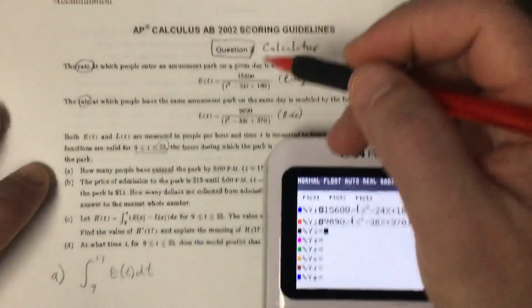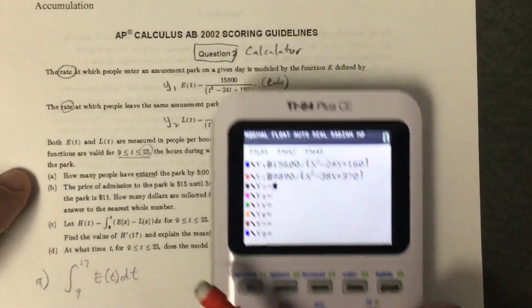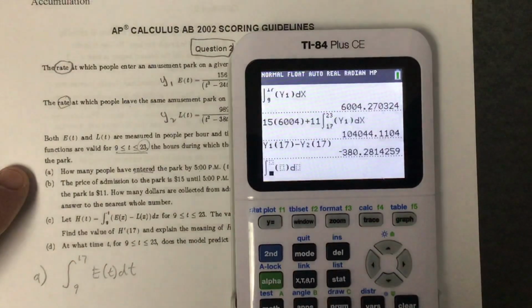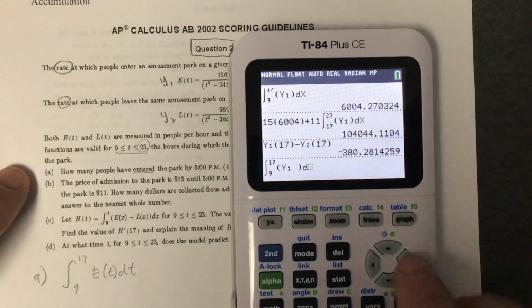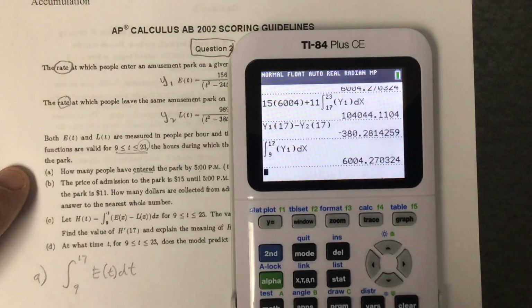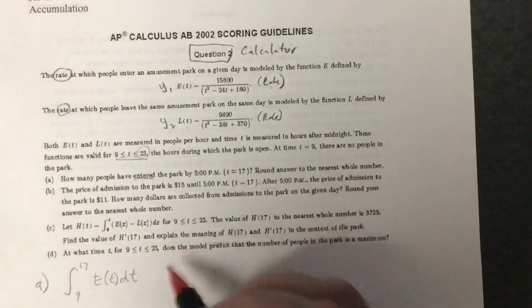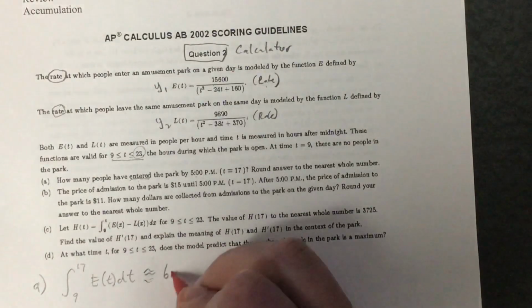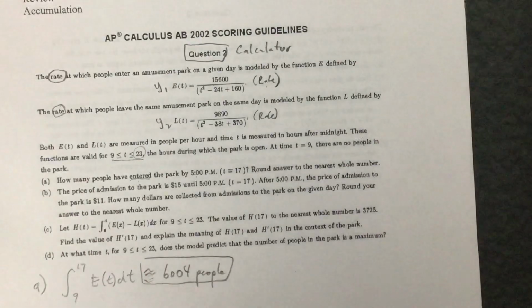Okay, so we said we're going to integrate y sub 1. I'm going to maybe label that in my diagram or in my problem to remember which ones I have them as. All right, so let's go to our calculating screen. We're pushing math. We're going from 9 to 17 of y sub 1. And boom, does all the work for me. And it says 6,004. This said round to the nearest whole number, so I would just say it is approximately 6,004 people. Dunzo with that one.